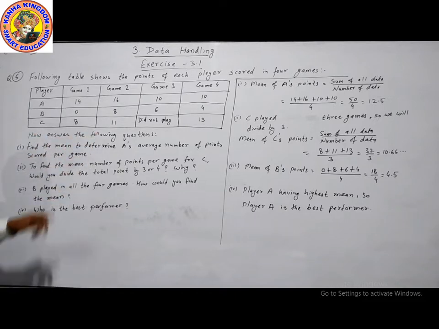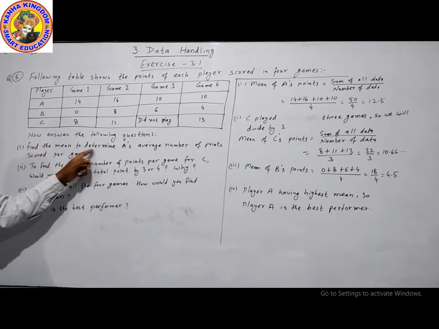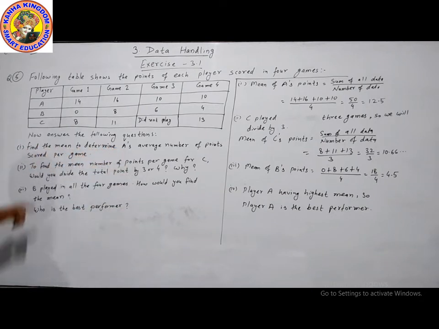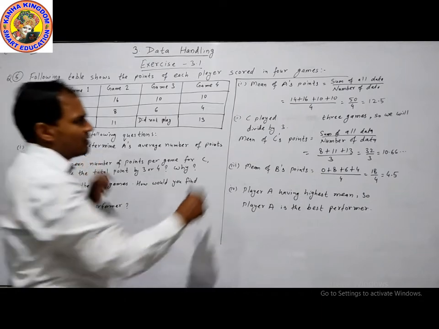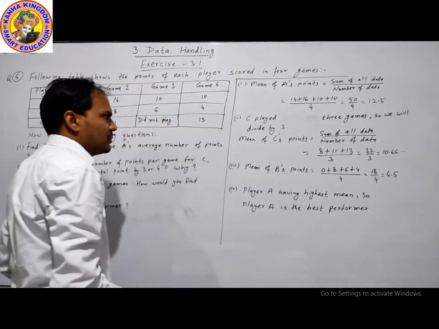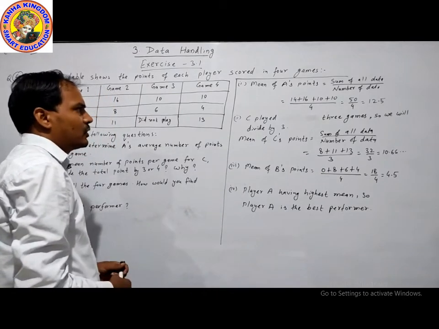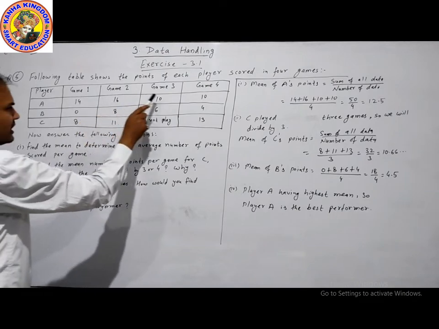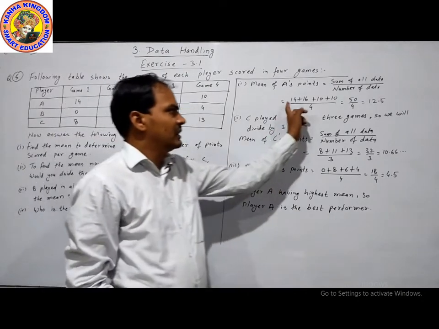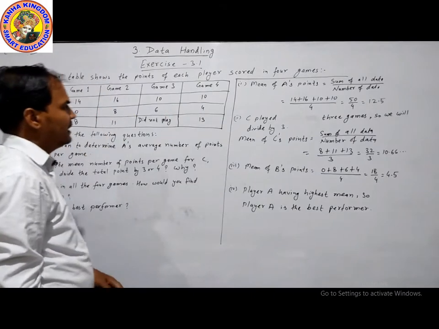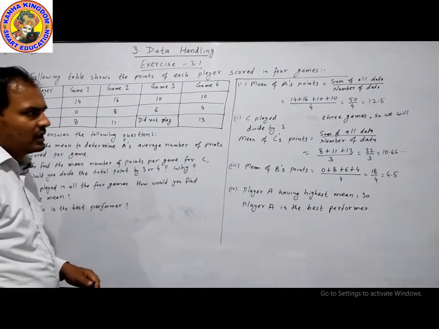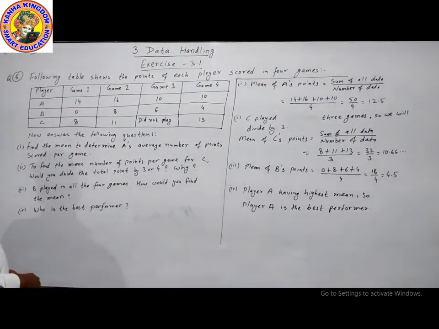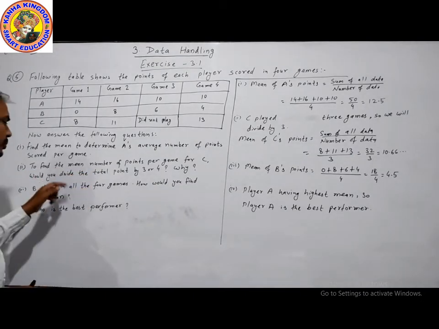Now answer the following questions. First, find the mean to determine A's average number of points scored per game. A's mean is equal to sum of all data divided by number of data. A's points are 14, 16, 10, 10. Addition of these is 50. Number of games is 4. Answer is 12.5.